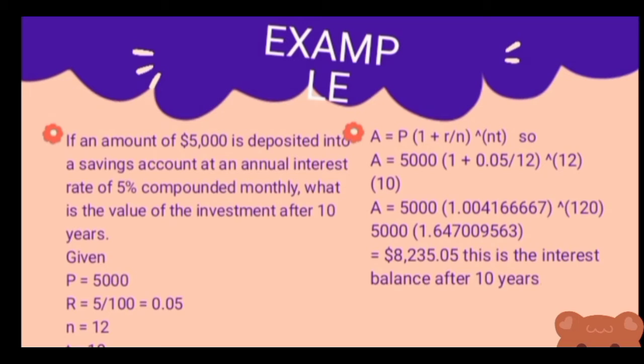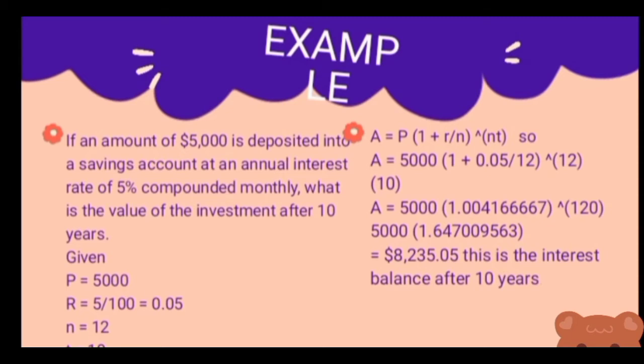Now apply the formula. A is equal to P(1 plus R divided by N) to the power of NT. So A is equal to 5,000(1 plus 0.05 divided by 12) to the power of 12 times 10. Now always apply the PEMDAS rule, so we have to solve the values inside the parentheses first. So 1 plus 0.05 divided by 12 is equal to 1.004166667. Now 12 times 10 is equal to 120.